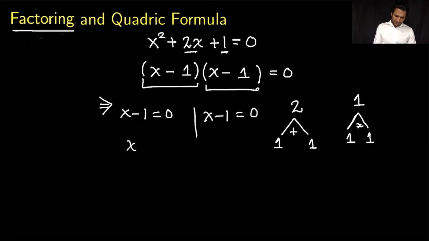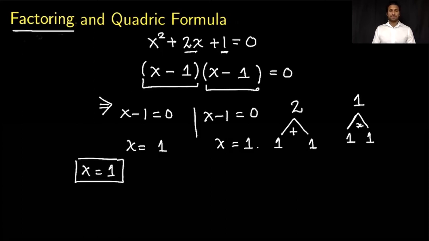In this case, I will get x is equal to 1 and also x is equal to 1. So I have one root, which is x is equal to 1. It is in fact a repeated root because it repeats twice. Let me take one more example.